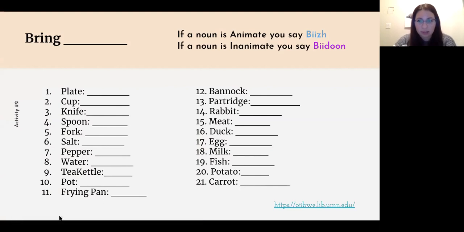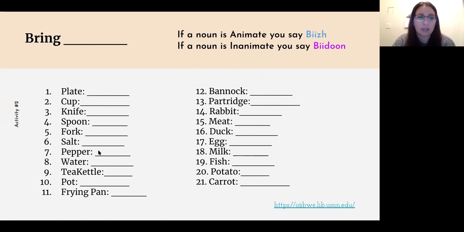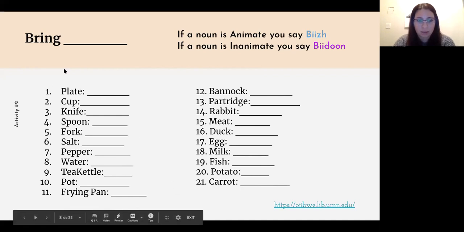I think we went over this last week as well. If you want to ask someone to bring you one of these things while you're in the kitchen, and you want to say, bring me the plate, the plate is an inanimate noun. So what you would say is bidun onaganan. If the noun is animate, you'd say bish. So if you want to say, bring me the partridge, you would say bish bene. That's a full sentence. Two words, but it's a full sentence. I think there's a worksheet on this as well that you can do.